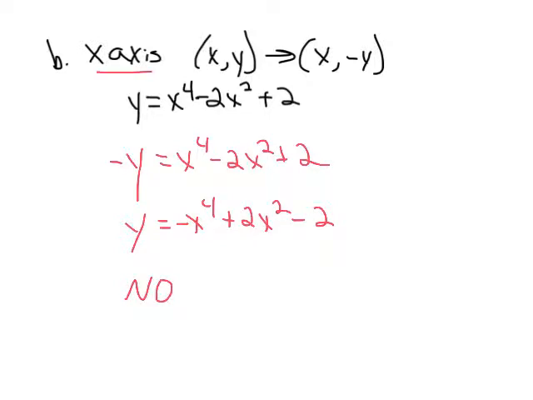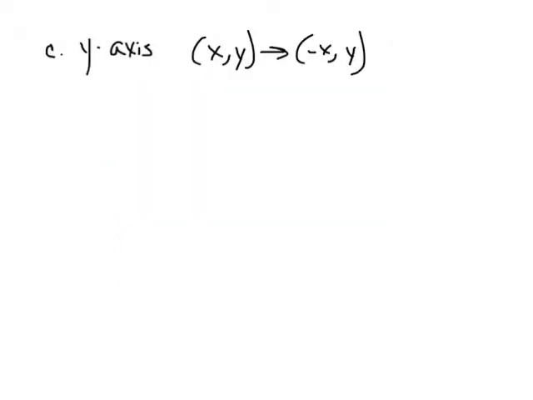Well, that's good, because I said it was a function, and if it were symmetric about the x-axis, it would not be a function. It would fail the vertical line test. So that kind of makes sense. All right, so try this one. What do you think is going to happen when I test the rule for the y-axis?